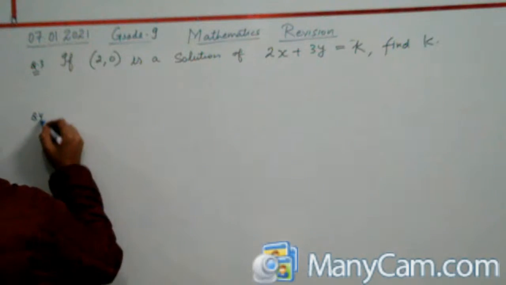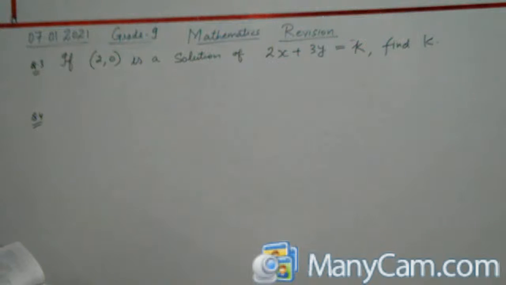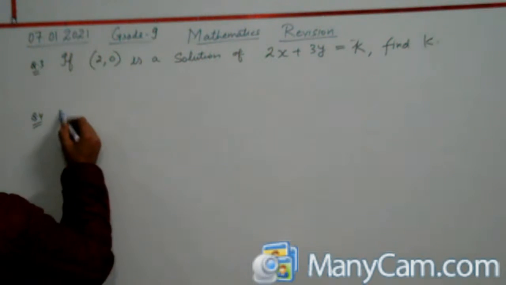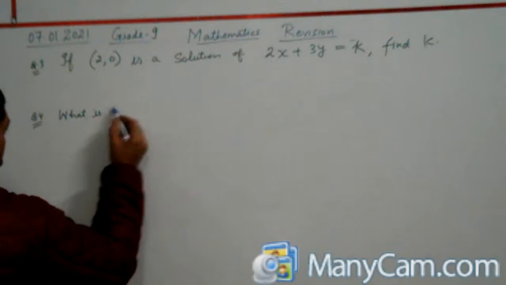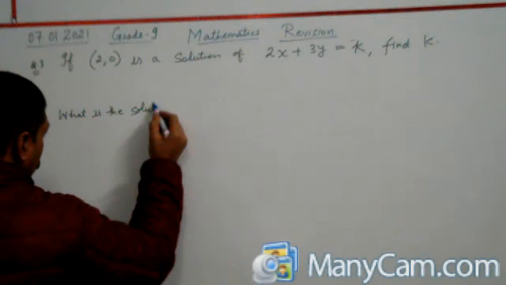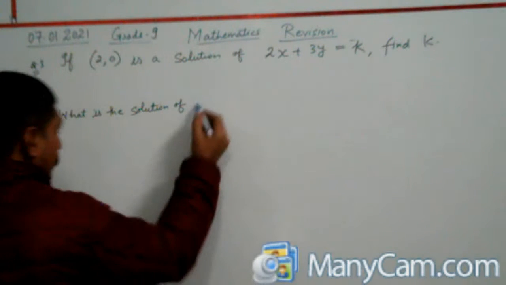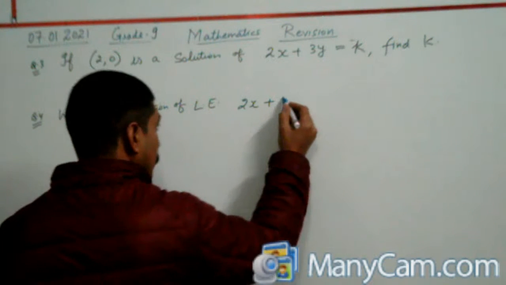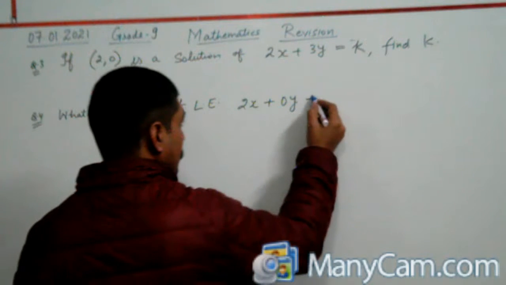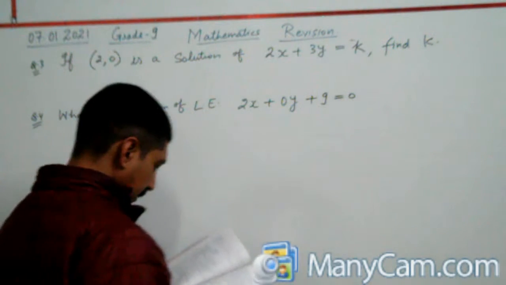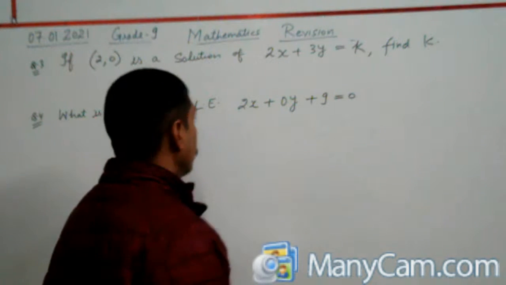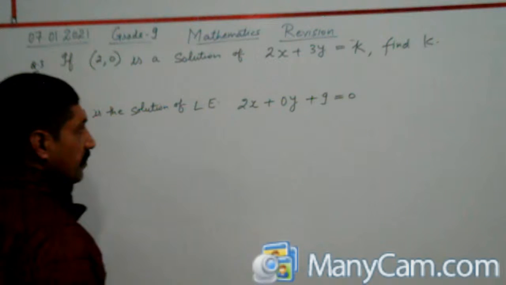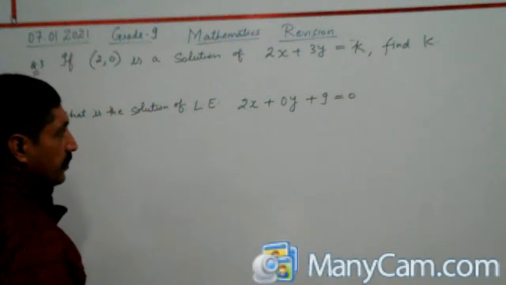Question number 4: what is the solution of the linear equation 2x plus 0y plus 9 is equal to 0?